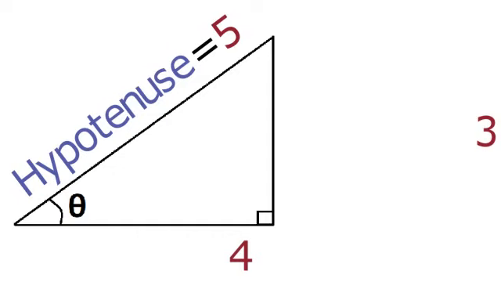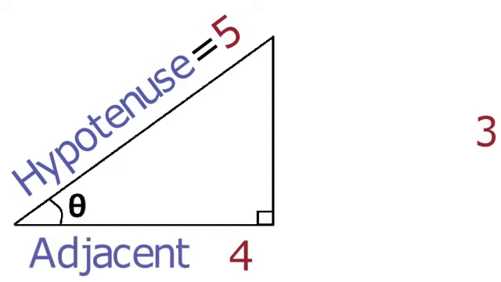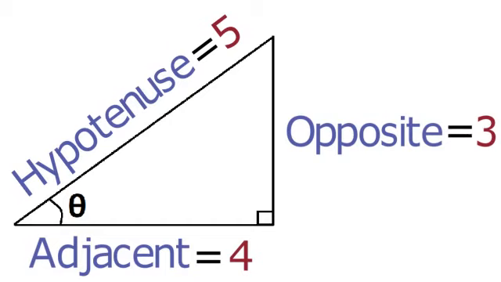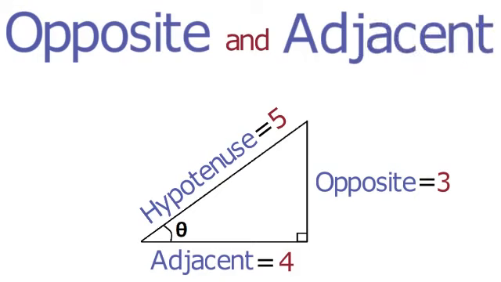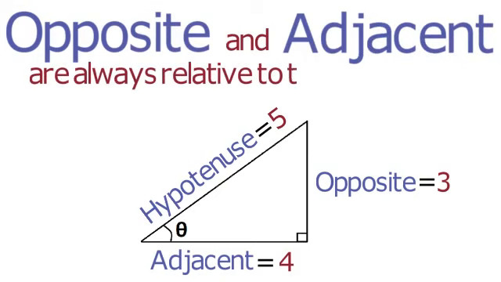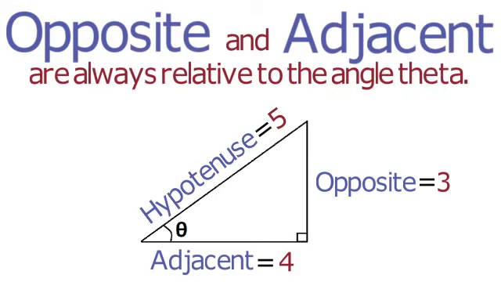The position of theta plays a key role to help you distinguish the two legs of the triangle. The leg of the triangle that makes up the angle theta is called the adjacent side of the triangle. The remaining leg is called the opposite side of the triangle because it's opposite from theta. Note that both the opposite and adjacent sides of a triangle are always relative to the angle theta. Remember, however, that the hypotenuse of the triangle never changes. It's always the longest side of the triangle.